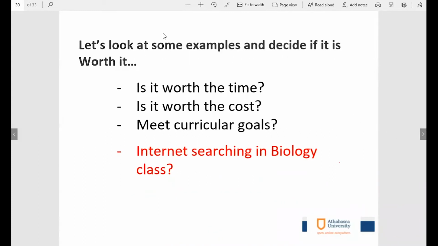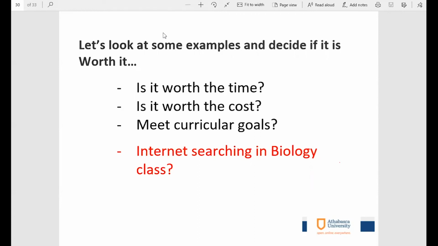So let's take a look at internet searching in a biology class. Let's say I have 30 or 40 students in a biology class, and we're learning high school biology or university biology. Is it worth it for the teacher, who's likely in a microbiology or some sort of biology laboratory setting, or even in a lecture theater where they're speaking about biology, to make sure that we have access to the internet while the class is going on? That question: is it worth the time?